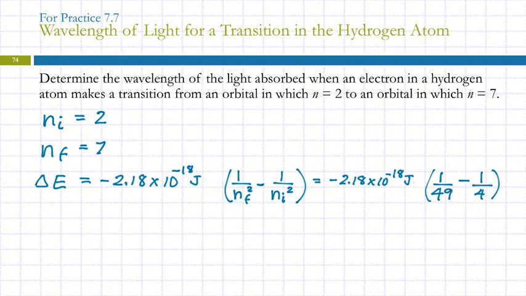So it's another thing entirely to get your calculator to do this. On my 36X Pro, I'm going to go minus 2.18 EE minus 18 times, open parentheses, 1 divided by 49 minus 1 divided by 4, close the parentheses, press the equal sign. So delta E is 5.01 times 10 to the minus 19 joules.